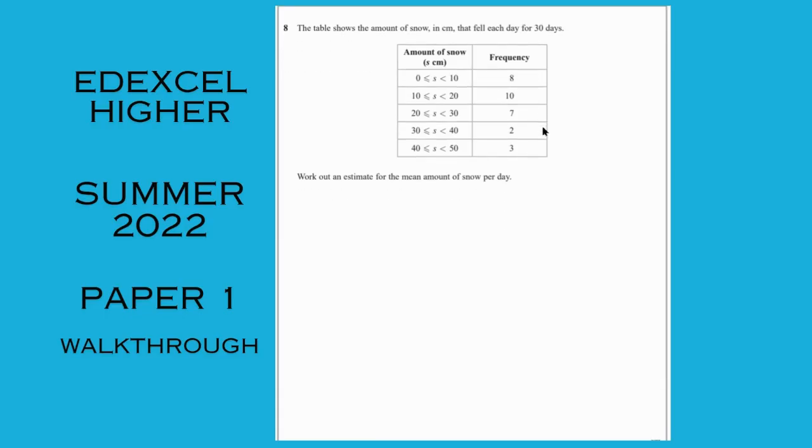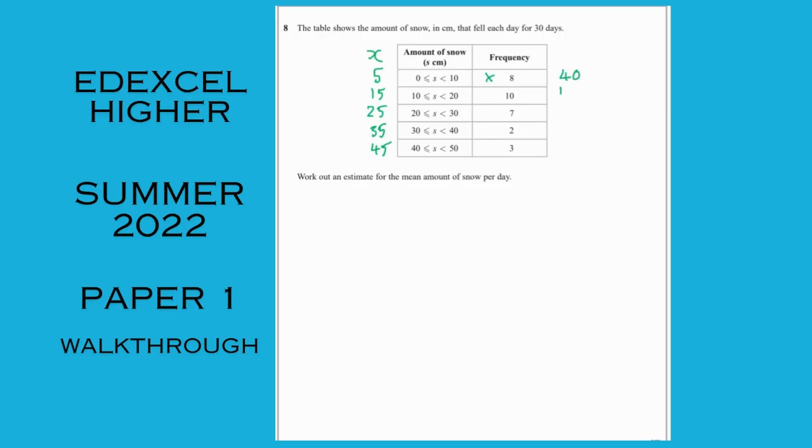Estimating the mean, non-calc, but friendly numbers. So first of all, list your midpoints. They're evenly spaced. It starts at 5, going up in tens. Middle, middle, middle. And multiply them by the frequencies.